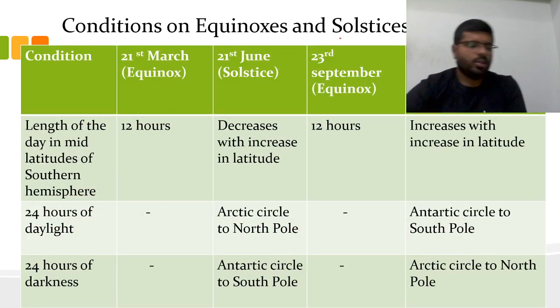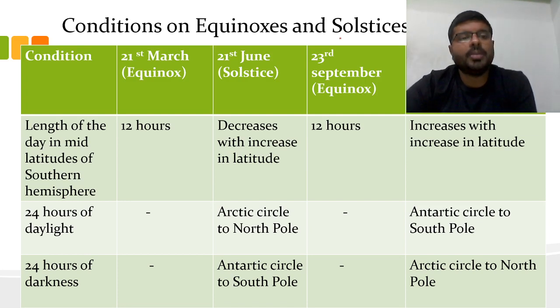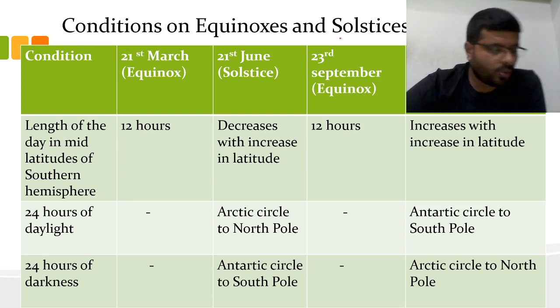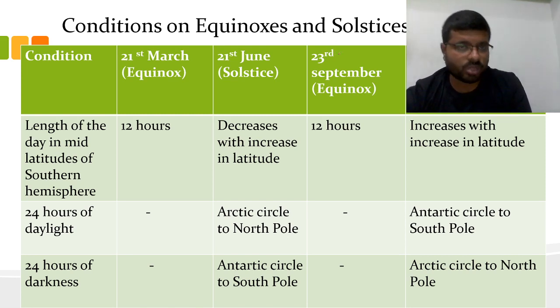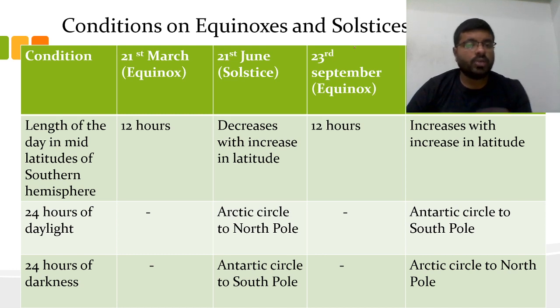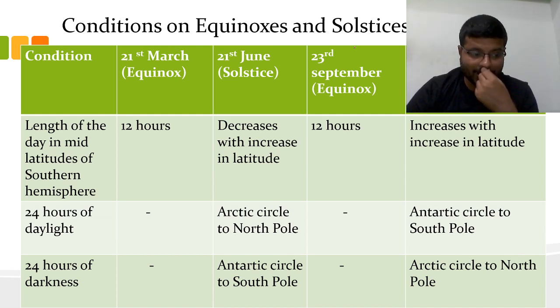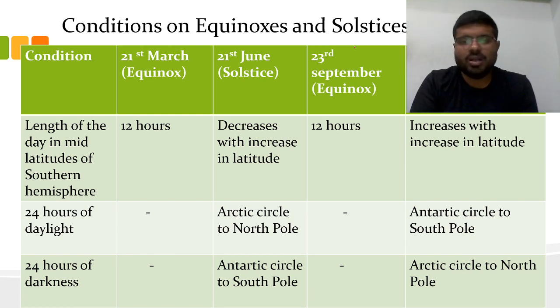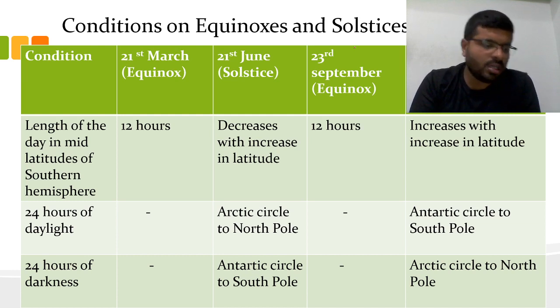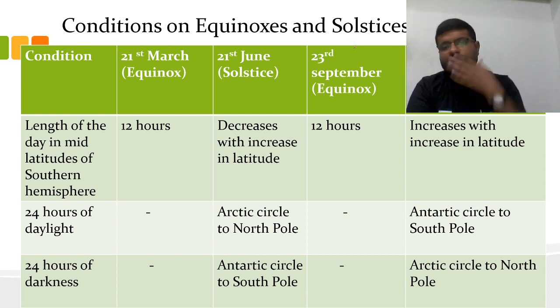Similarly, next one, length of the day in mid latitudes of the southern hemisphere. What happens to the length of the day there? It is 12 hours of day on 21st March. Then it decreases with increase in latitude on 21st June. Why does it decrease with increase in latitude? Because on June 21st, southern latitude regions will be away from the sun. As the latitude increases, there will be a decrease.